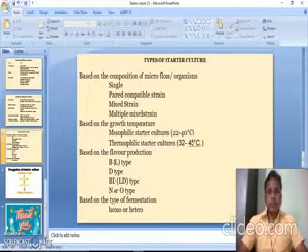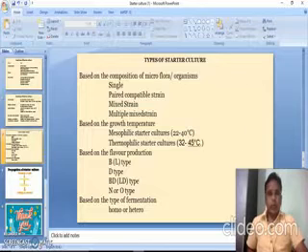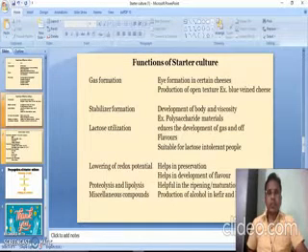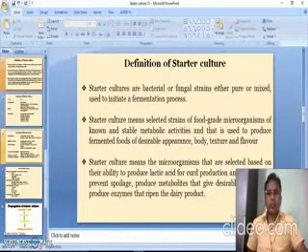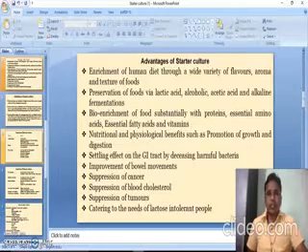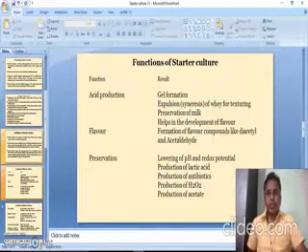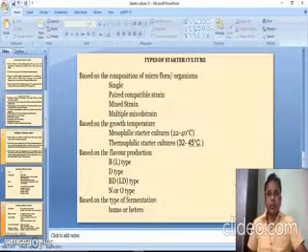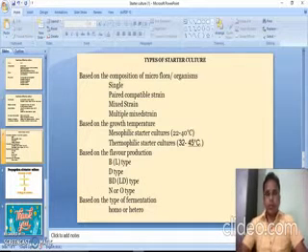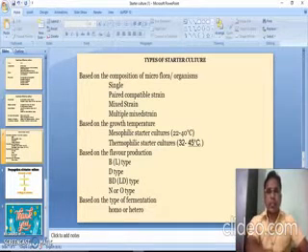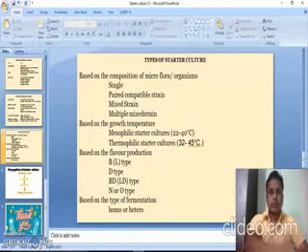Yesterday we have seen the functions of starter cultures, definitions of starter cultures, advantages of starter cultures, and introduction to starter cultures. After the introduction, advantages, definitions, and the functions of the starter cultures, we are going to see in detail the types of the starter culture.